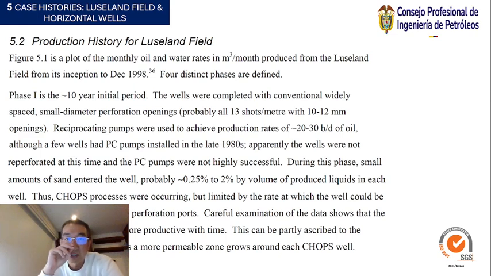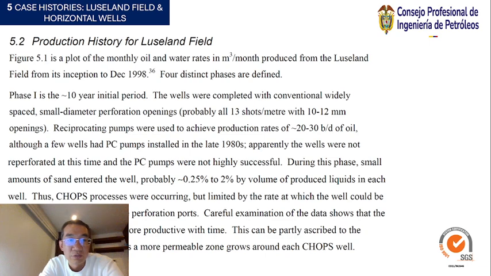Phase 1 is the 10-year initial period. The wells were completed with conventional, widely spaced, small diameter perforation openings, probably 13 shots per meter, with 10 to 12 millimeter openings. Reciprocating pumps were used to achieve a production rate of 20 to 30 barrels per day of oil.